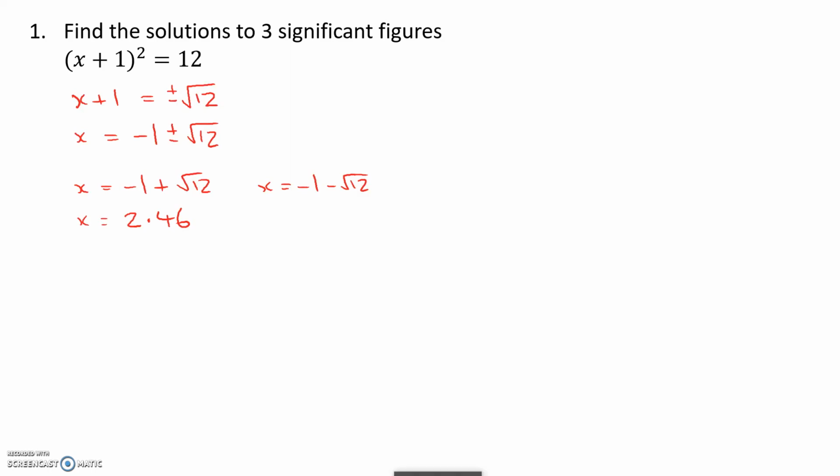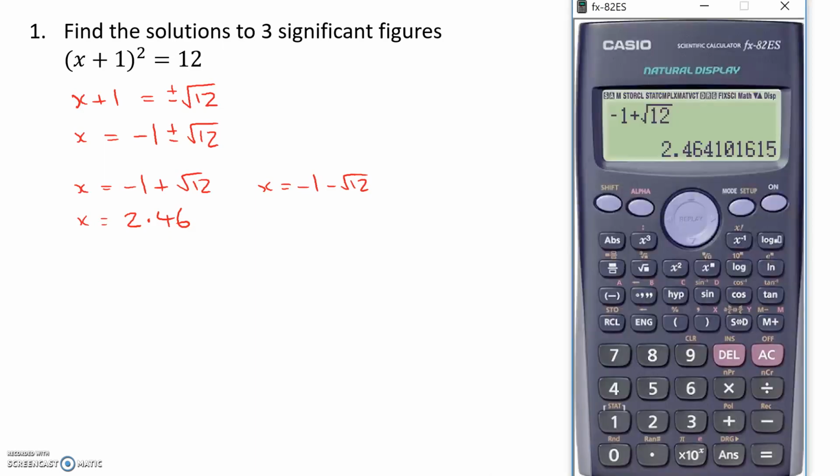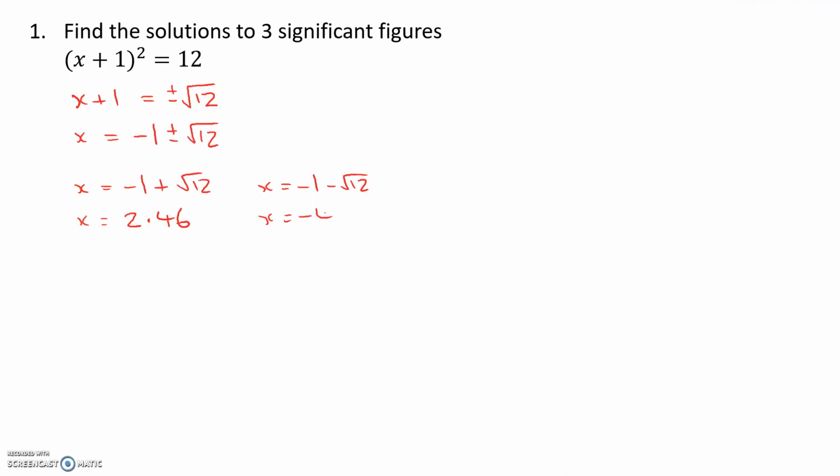What about x equals negative 1 minus root 12? Let's do that. We want negative 1 subtract root 12, and we get negative 4.464. So three sig figs, we're going to have negative 4.46. Again, we're not going to round up. So minus 4.46. Okay, and we're done. Those are our two solutions to three significant figures, 2.46 and negative 4.46.